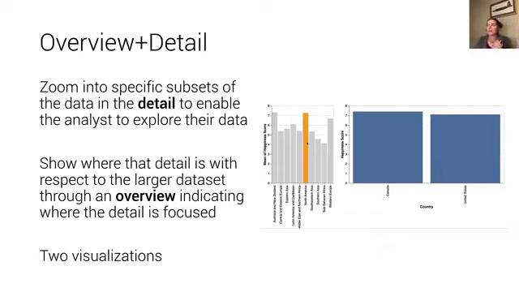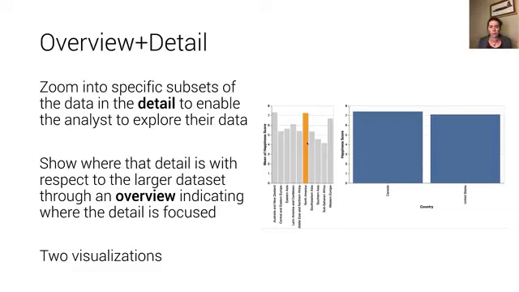So when we think about overview plus detail, the basic idea here is that we want to zoom into specific subsets of the data and look at those subsets in detail. We're going to do that through one visualization that really focuses in on what's going on in this one spot we're looking at. But to make sure we don't lose our place, we don't lose our sense of what it is we're looking at, where we have drilled down into, we can show where that detail is in our overview visualization.